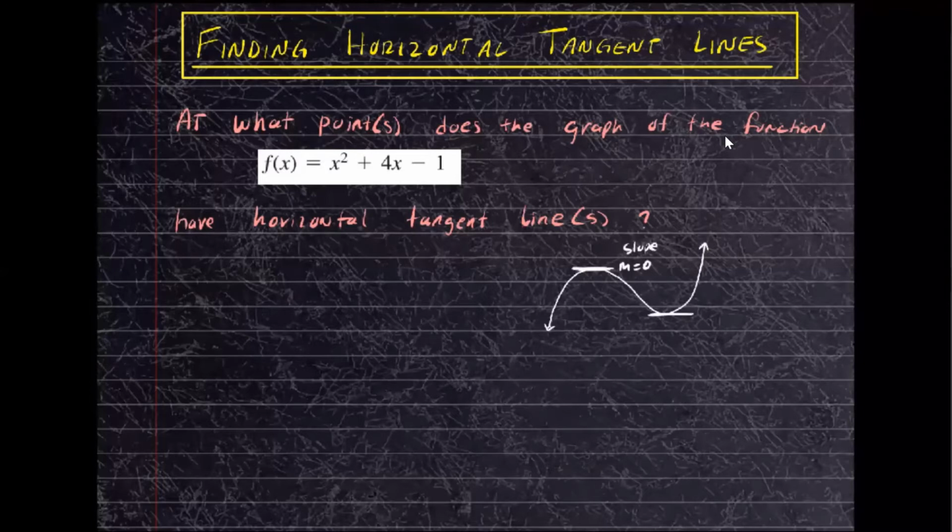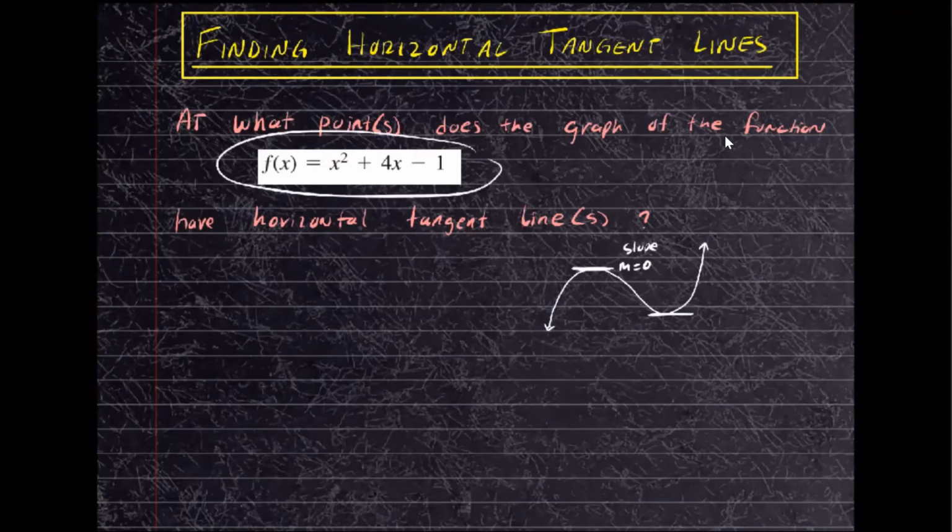So for this problem, we're looking for when this curve will have a horizontal tangent line, at which x values. So we need to find the slope. Well, in calculus, we know that slope is the first derivative of the function. So let's go ahead and do that. And we also want to set that equal to 0 once we have that, because that's when we have horizontal tangent lines. Well, how do you find the derivative?